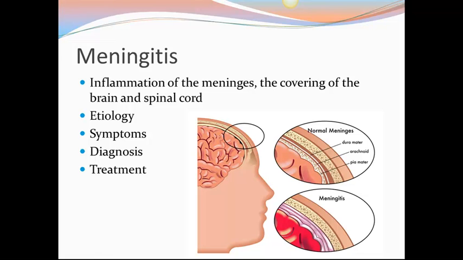And as you can see in the picture here, on top we have the normal meninges. We have the skull here, and then the dura mater, the arachnoid, and the pia mater. And down here on the bottom, you can see that the dura mater, arachnoid, and pia mater are very inflamed. And this is what causes meningitis, and it causes pressure on the brain.